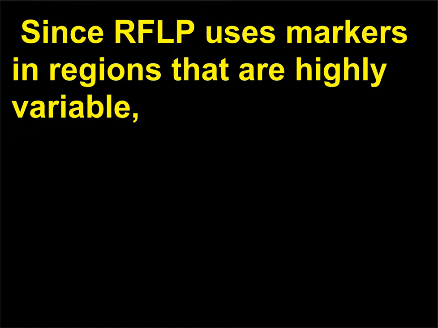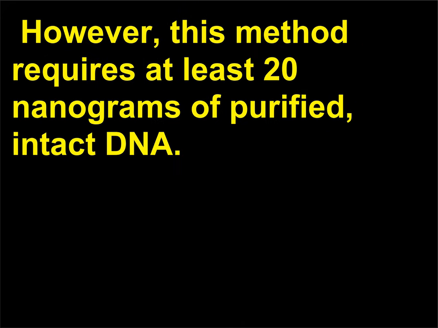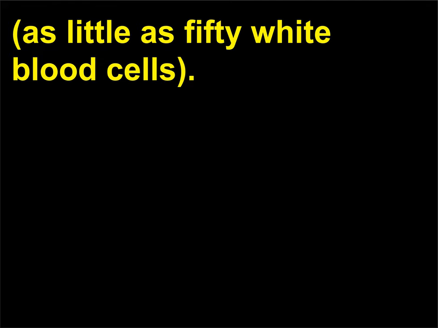Since RFLP uses markers in regions that are highly variable, it is unlikely that the DNA of two unrelated individuals will be identical. However, this method requires at least 20 nanograms of purified, intact DNA. PCR-based DNA fingerprinting is a rapid, less expensive method and requires only a very small amount of DNA. As little as 50 white blood cells.